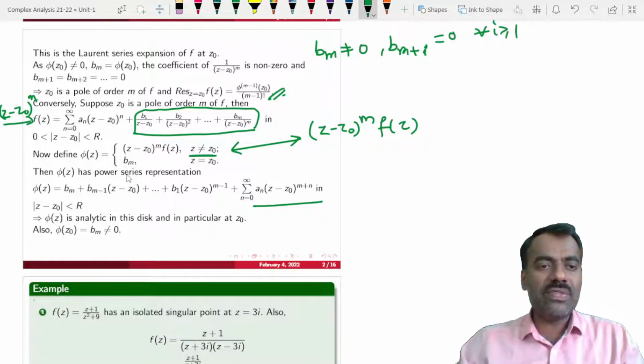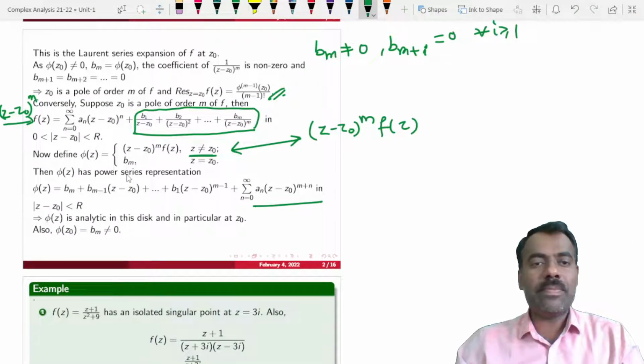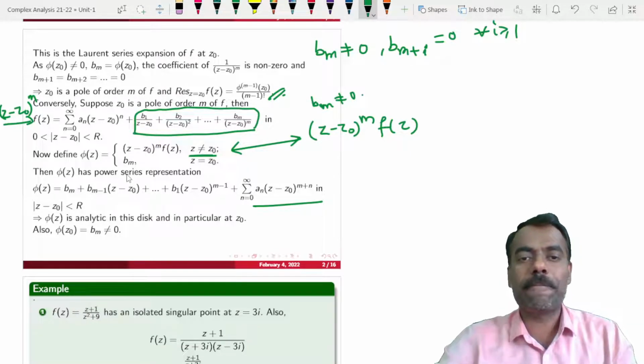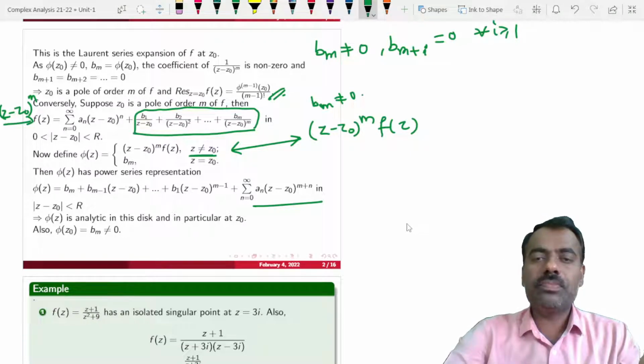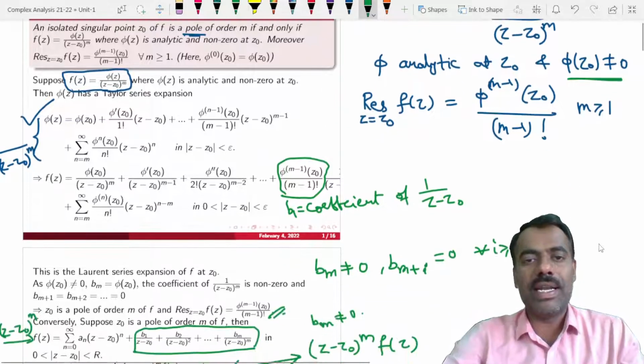And also you can check that phi of z naught, when you substitute z naught here, is the same as bm, which is non-zero, because our assumption is that this z naught is a pole of order m. That's why bm is non-zero. That means phi of z naught is non-zero. So what we have seen is that an isolated singularity is a pole if and only if the function has the representation phi of z upon z minus z naught whole power m, where phi of z is analytic at z naught.